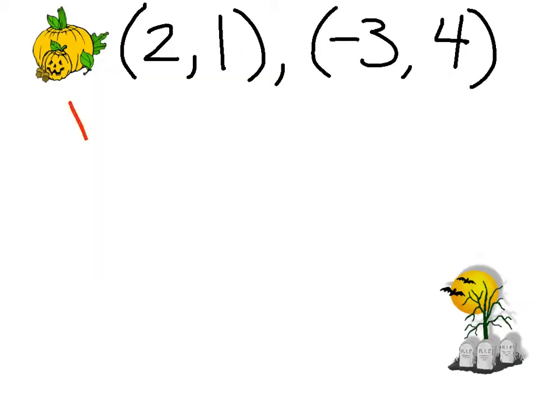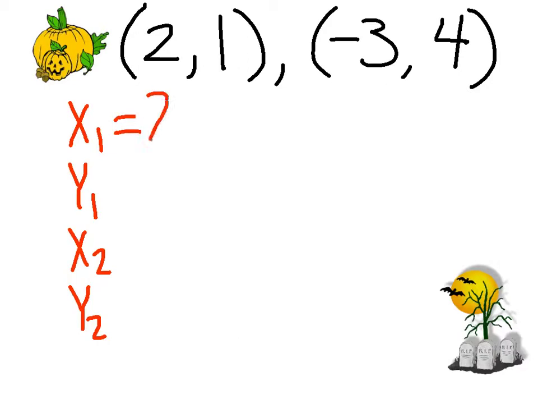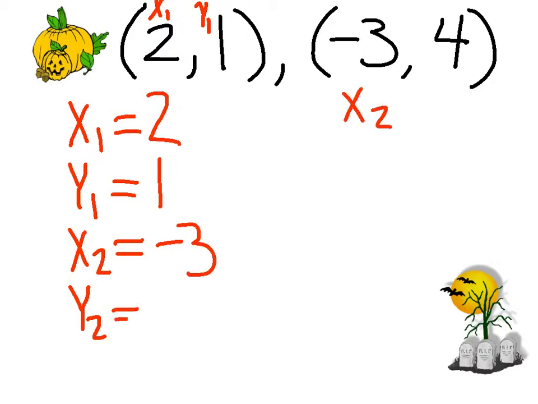Alright, for example 1, I just want to find what my x1, y1, x2, and y2 are. So what's my x1? 2. What's my y1? No, it should be 1. Remember, this is our x value, this is our y value. So our x1 is 2, our y1 should be 1. What's our x2? -3, that's right. And our y2? 4. Alright, good.